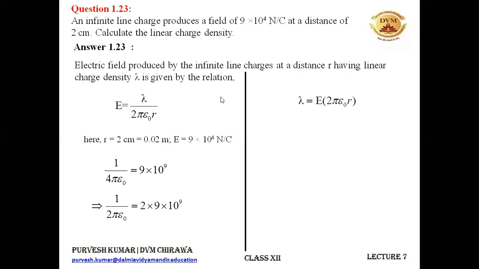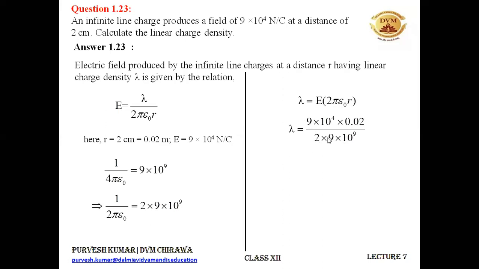The value of lambda becomes E multiplied by 2 pi epsilon naught into r. In place of E, I can write 9 into 10 to the power 4. In place of 2 pi epsilon naught, I can write 1 upon 2 into 9 into 10 to the power 9. The value of 2 pi epsilon naught is 1 upon 2 multiplied by 9 multiplied by 10 to the power 9. So E is 9 into 10 to the power 4, r is 0.02, and the value of 2 pi epsilon naught is 1 upon 2 into 9 into 10 to the power 9.